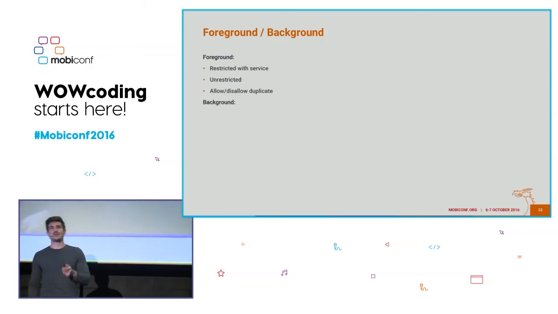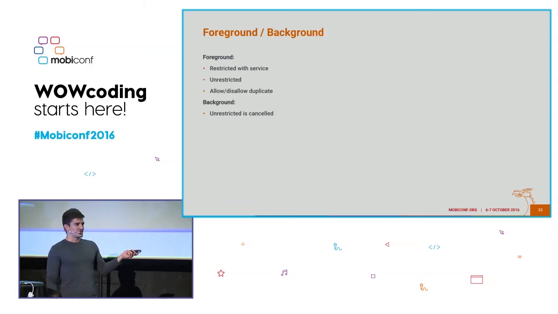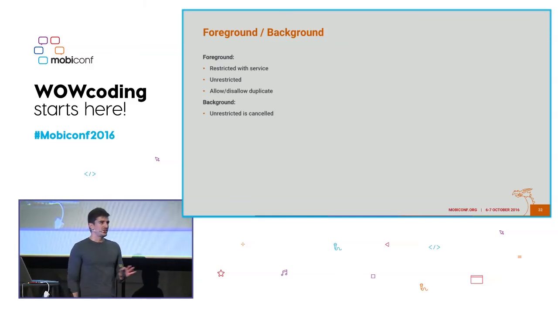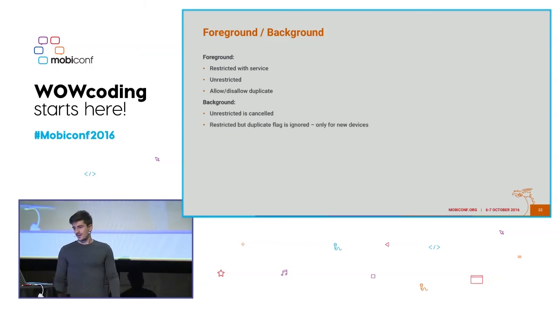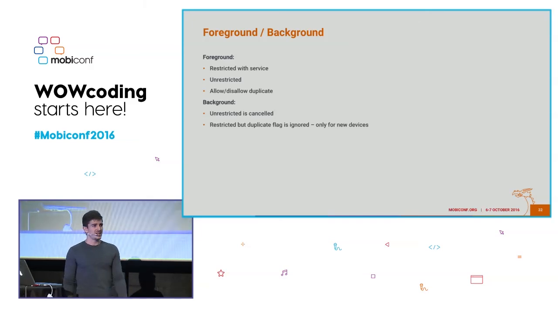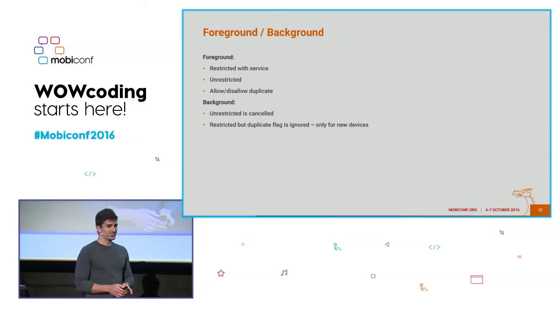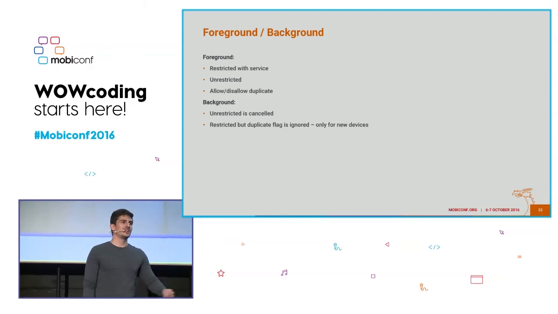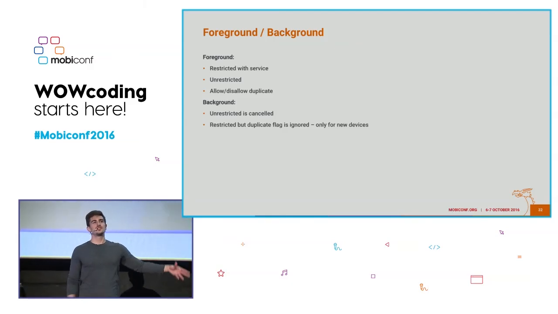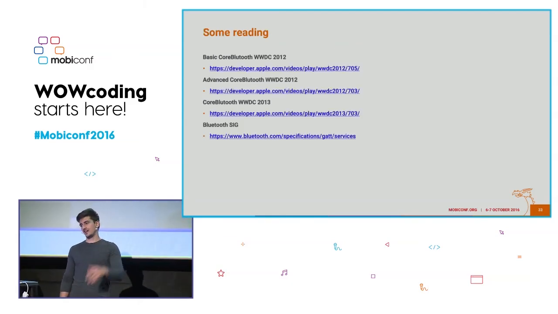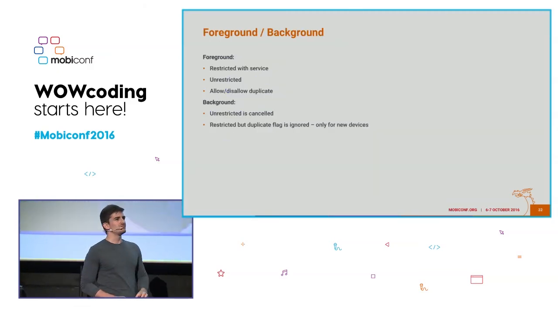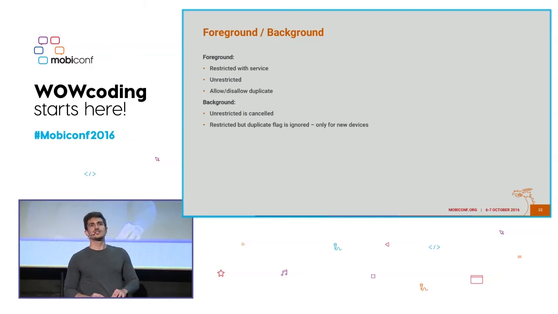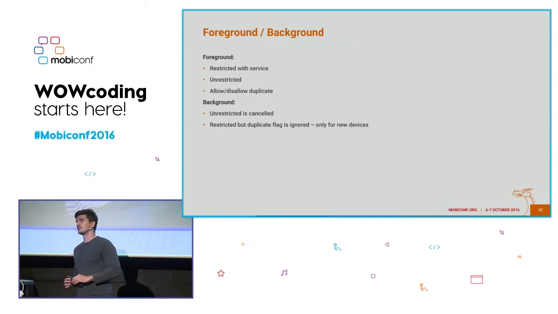Now things get a little more bumpy when we go to background. Unrestricted is canceled. You cannot have a nil scanForPeripherals running in background. It will completely be ignored. If the duplicate flag is set, it will be ignored. It will only work for new devices. So what this tells you is, even if you set allow duplicates to yes, you will only get the first didDiscoverPeripheral for each new device in range. I don't want to skip just yet, there's some reading part. I think there's a few considerations that we could still make.